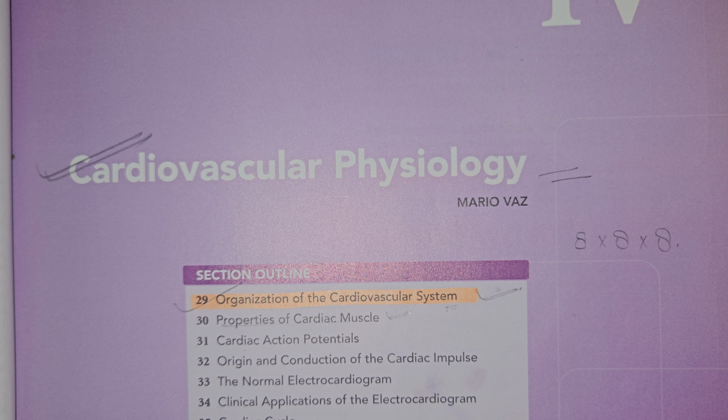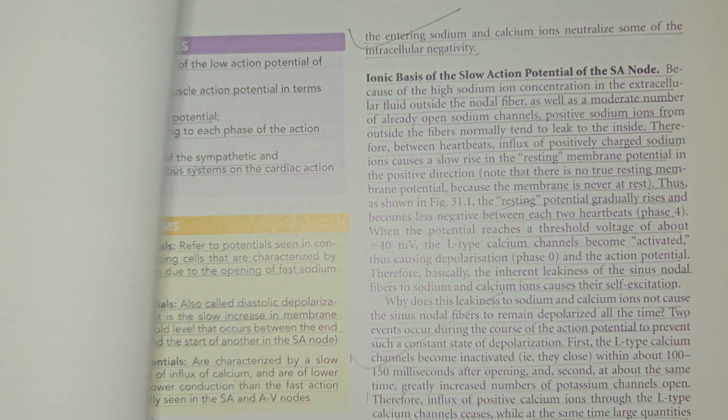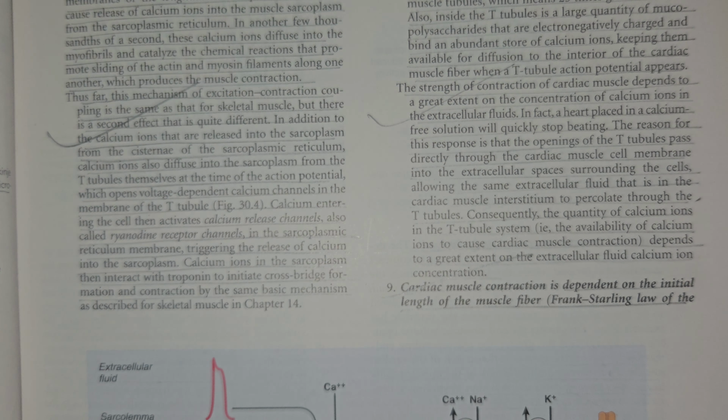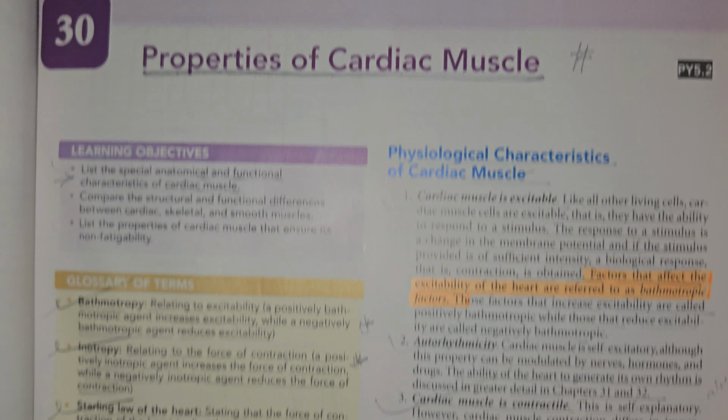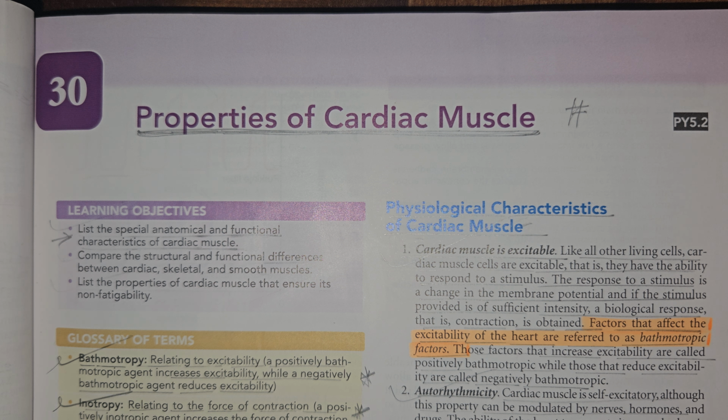Dr. Uwe here, and we are studying cardiovascular physiology from Guyton, and we completed organization of cardiovascular system. Now we are going to start with the properties of the cardiac muscle. If you look at this chapter, properties of cardiac muscle, it has 3 learning objectives. In this video, we are going to start with the learning objective number first.